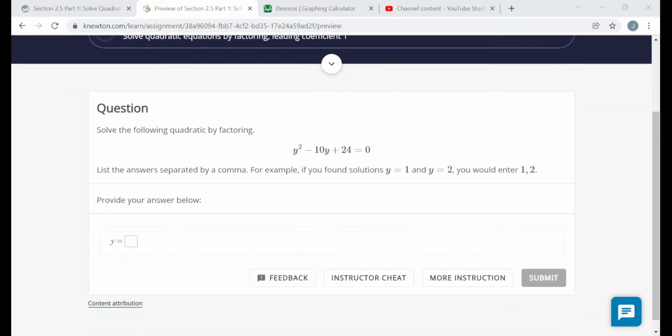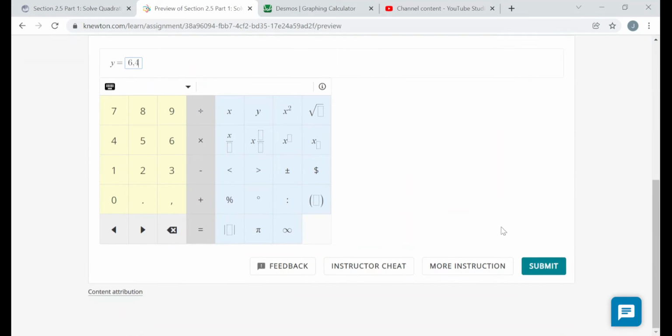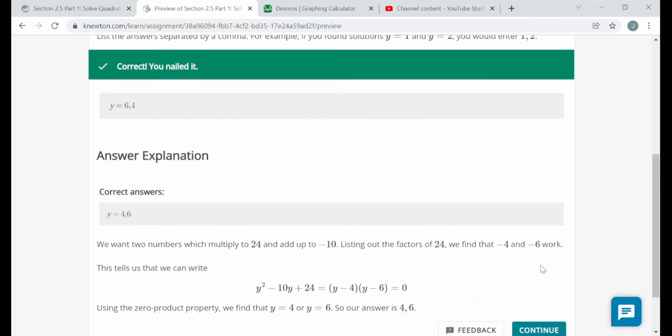Again, they're telling us to list the answers separated by a comma. They even give you a little example here. So y equals 6, comma 4, or 4, comma 6. It doesn't matter what order you put them in as long as they're valid solutions to the equation. Great. Alright, moving on.